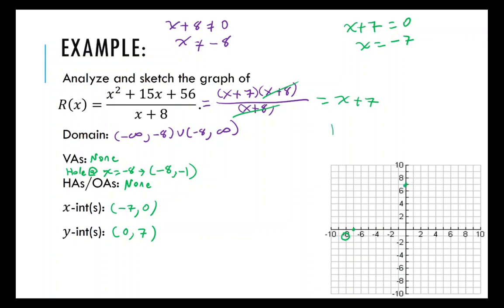But notice that this is really the polynomial r of x is equal to x plus 7. That's just a linear function. So it looks like a line, where specifically there's a hole at the negative 8, negative 1. And that's the graph of this rational expression.